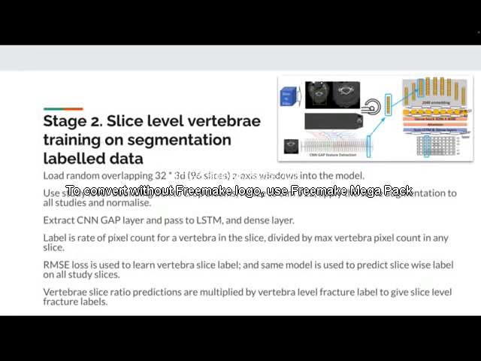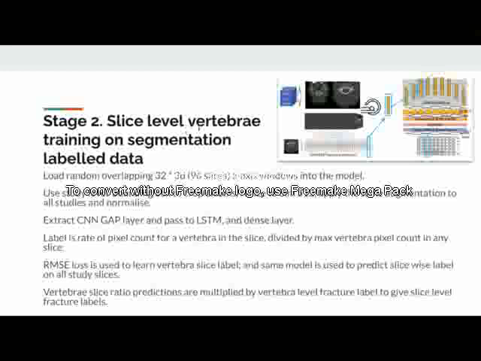Slice level vertebrae training on the segmentation label data.